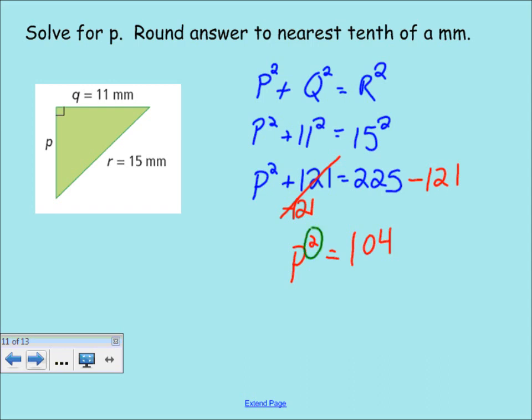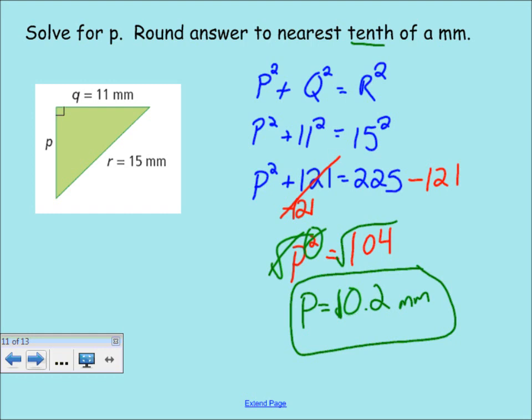To get rid of the square, we square root, which leaves us with the square root on this side. P equals the square root of 104, which equals 10.198, or 10.2 rounded to the tenth of a millimeter. P equals 10.2 millimeters.